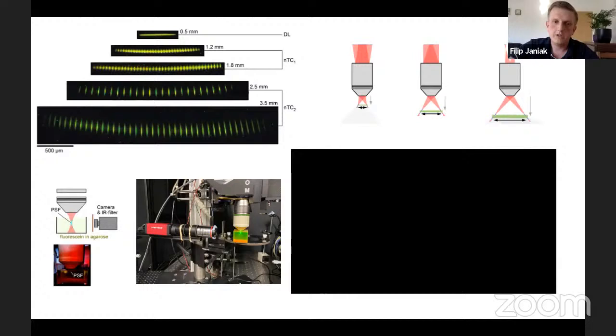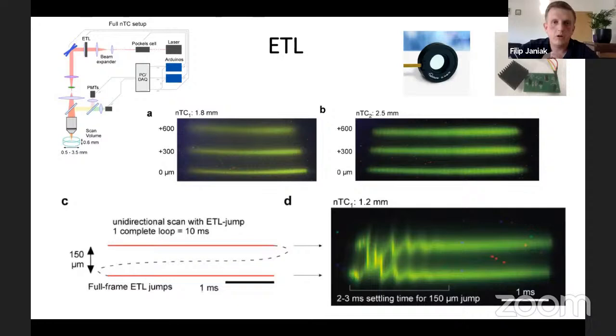What we also apply in our setup is an electrically tunable lens. In this case, we use the Optotune lens with our own custom-designed driver. And by using those non-telecentric optics, we obtain jumps of up to 600 microns. This is the range where the PSF is roughly the same size, just a 10% difference, and the field of view is also very similar to the original one.